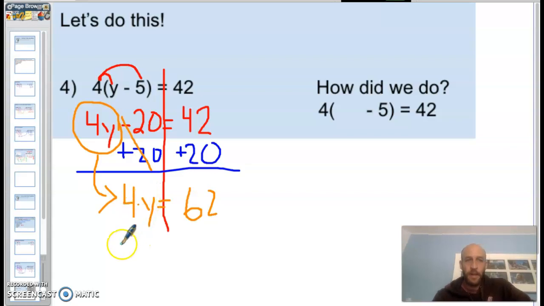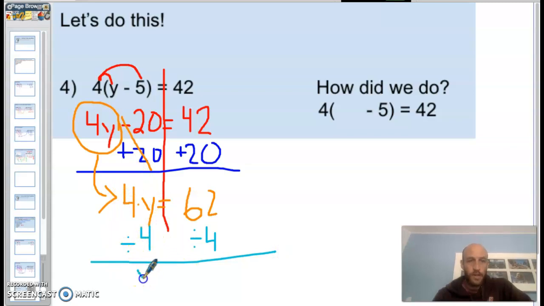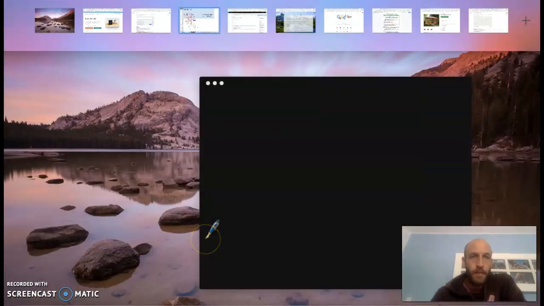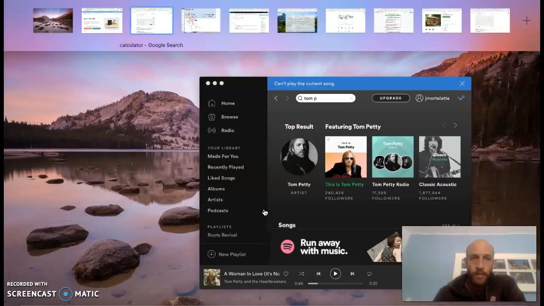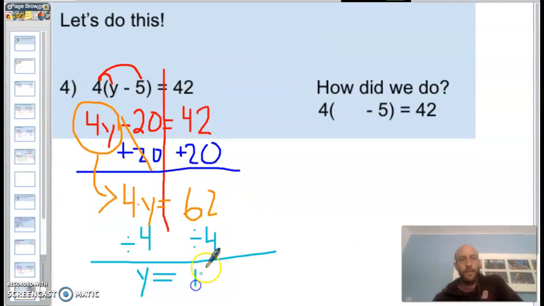It's okay if you don't know because you have the strategy to figure it out by doing the opposite. The opposite of multiplying, of course, is dividing. So instead of multiplying by 4, I'm going to divide by 4. And I'm going to do that on both sides to make sure my hanger is level. 4 divided by 4 is just 1, so I really just have one y left. 62 divided by 4, well, we can do that in our calculator. 62 divided by 4 is 15.5. Okay, so I have my answer.